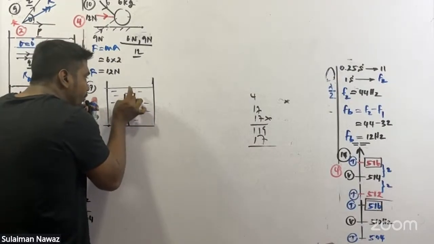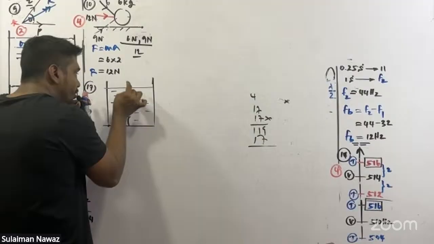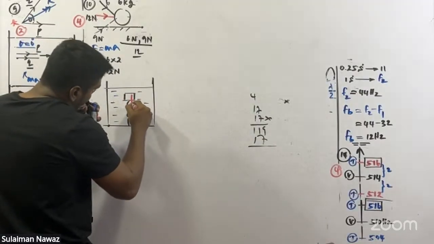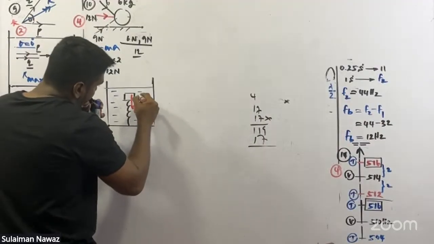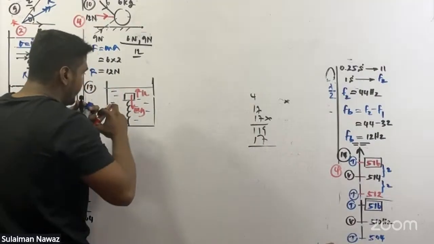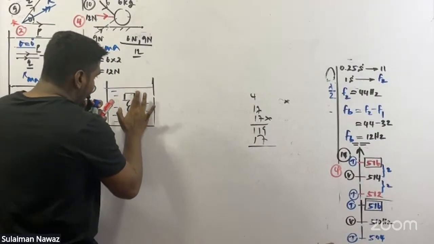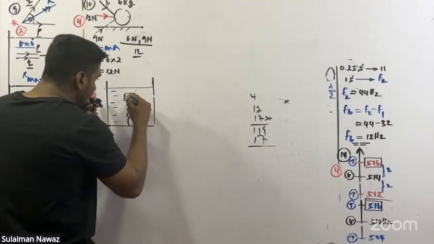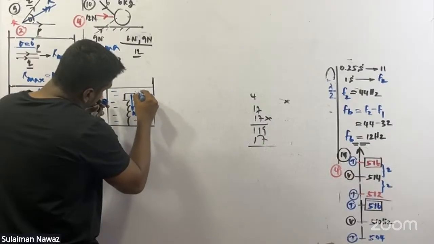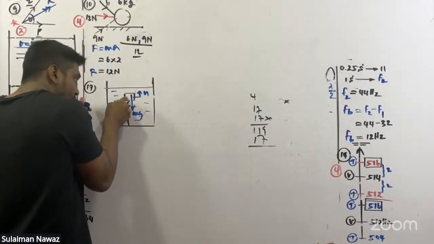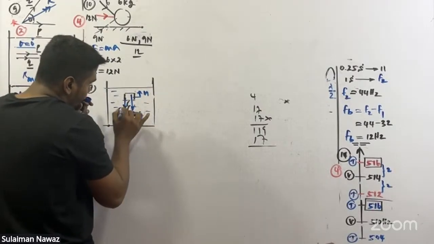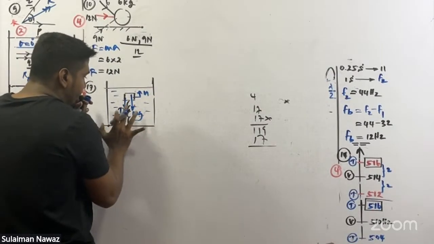Mark all the forces acting on this wooden cube. Weight of the wooden cube is mg, downwards. Upthrust U is upwards. The tension acting on the wooden cube due to the spring is also downwards, capital T. So U upwards, mg and T downwards.